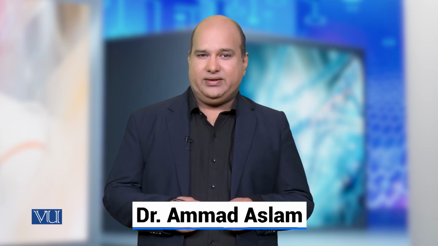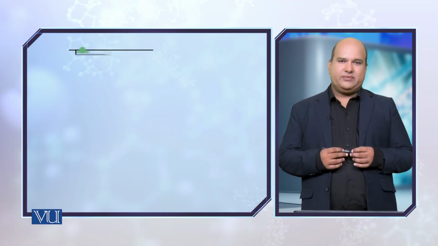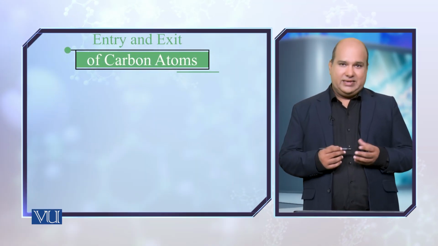Now let's move towards one of the most important parts of any metabolic pathway, that is how much energy is produced. So in TCA we have been saying again and again that much more energy is produced as compared to glycolysis. But how much and how? Let us see. First of all, let's see what happens with the carbon atoms in this cycle.